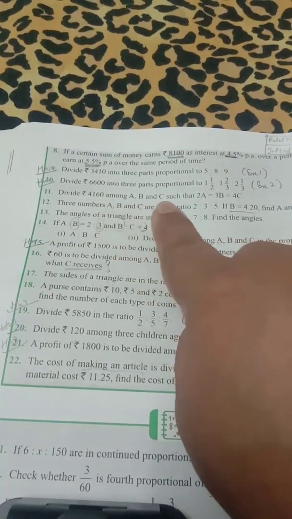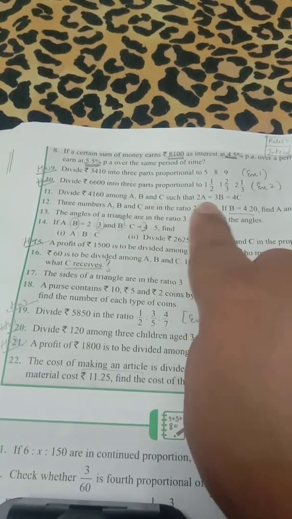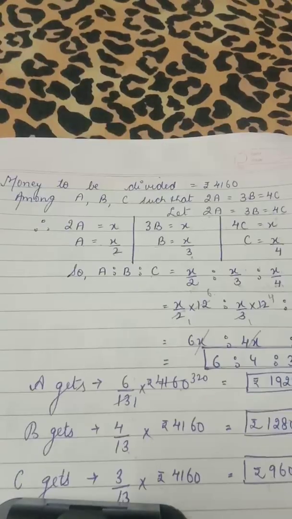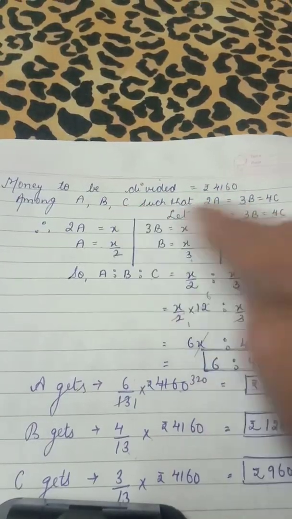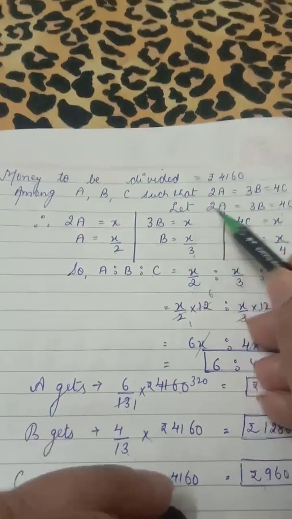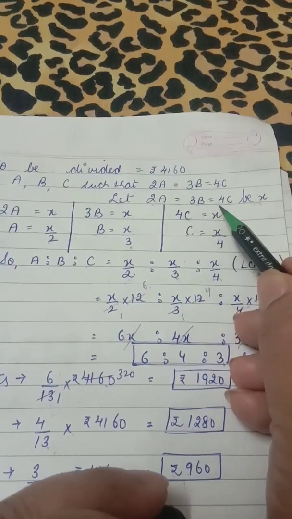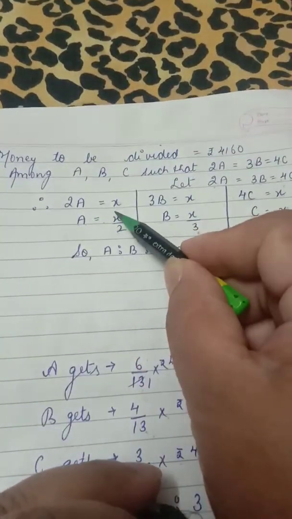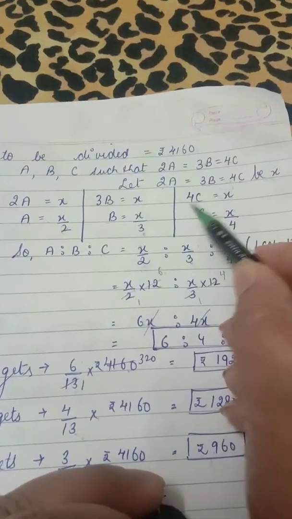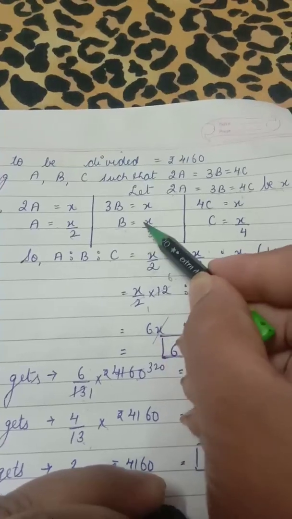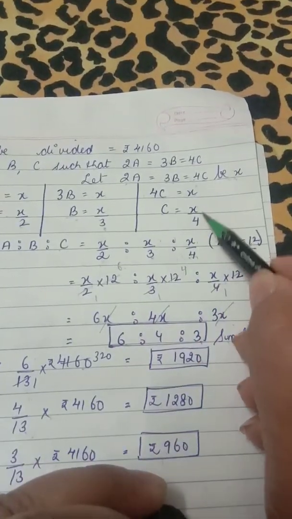This is the money which you have to divide in such a way to A, B and C that 2 times A is equal to 3 times B is equal to 4 times C. Let's check the solution now. Okay, money to be divided 4160, A, B and C. 2 times A is equal to 3 times B is equal to 4 times C. So let 2 times A, which is equal to 3 times B, which is equal to 4 times C, be x, which means twice A is also x, thrice B is also x and 4 times C is also x. To find the value of A, it's x on 2. To find the value of B, it's x on 3. And to find the value of C, it's x on 4.